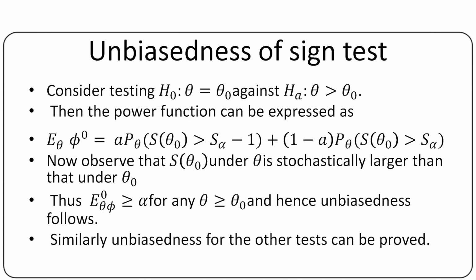Thus, we find that expected value of phi naught, that is power function, exceeds alpha for any theta greater than or equal to theta naught, and hence unbiasedness follows. Thus, correct decision is expected to be more frequent than the wrong decision. Similarly, unbiasedness for the other tests can be proved.